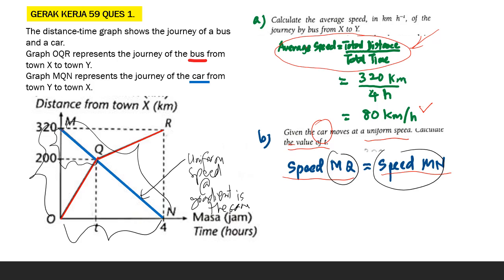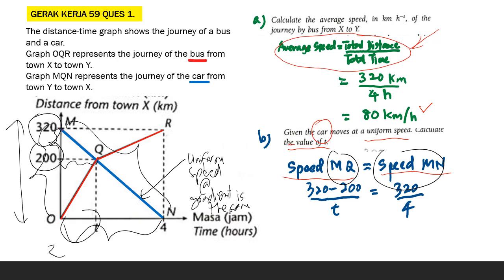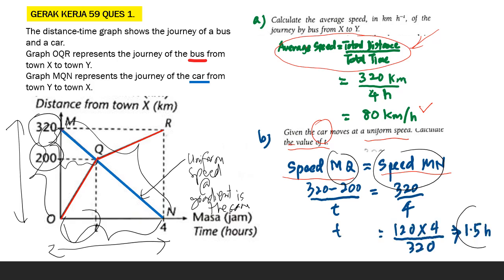Okay, so let's find the gradient. We make one equation so that we can find what t is. So MQ will be 320 minus 200 over t, and then your MQ is of course 320 over 4. So you solve it, you find your t is 1.5 hour. That's the answer.